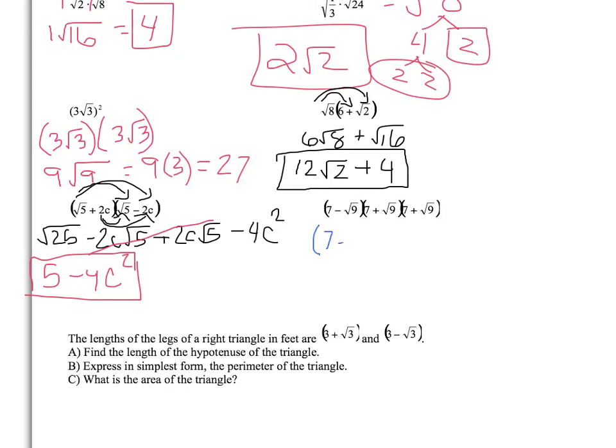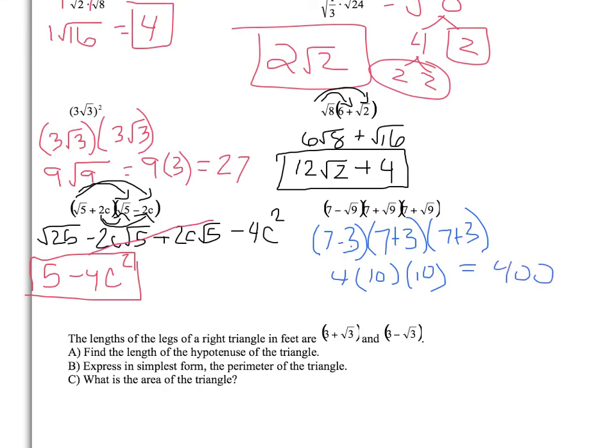You know the square root of 9 is 3. So all those square root of 9s, I'm just going to change to a 3 right now. 7 minus 3 is 4. 7 plus 3 is 10. 7 plus 3 is 10. 10 times 10 is 100, times 4 is 400. And that's your final answer there. So that one ended up being a lot easier than we thought.